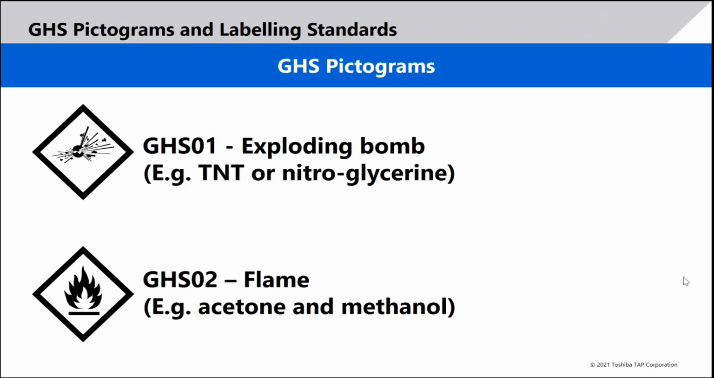First we're going to start off with the physical hazards. We're talking about GHS-01, exploding bomb: unstable explosives, self-reactive substances and mixtures, for example TNT and nitroglycerin. And then we've got GHS-02, which is flammable. We're talking about gases, liquids, and solids that are combustible, and self-heating substances and mixtures. For example, acetone, methanol, and most solvents.